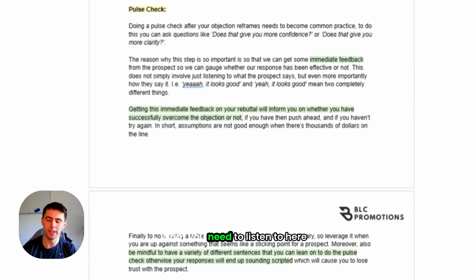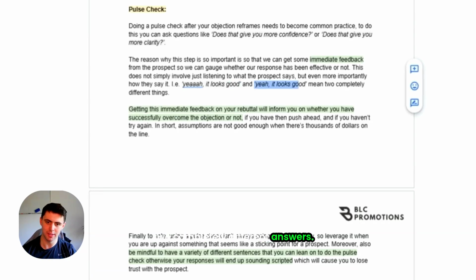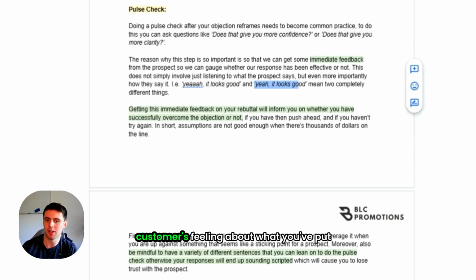What you need to listen to here is not just what they say, because some people might just say yes because they feel uncomfortable confronting you or disagreeing with what you said, but you also need to listen to the tone of how they say it. Someone saying, yeah, that's fine, versus someone saying, yeah, that definitely clears it up, is two completely different answers. You need to look out for not just what they say, but how they say it, and just get some immediate feedback on how the customer's feeling about what you put forward to them, your company, etc.